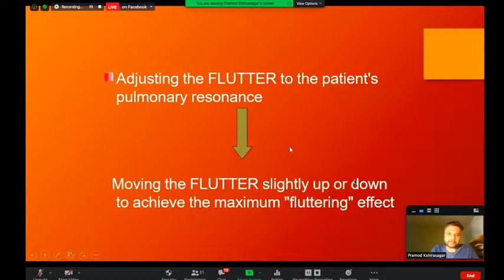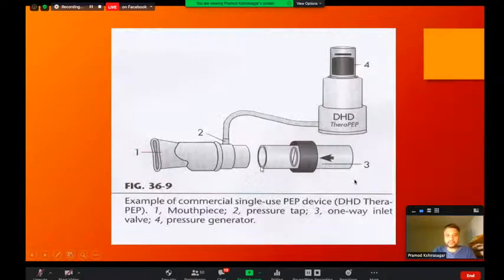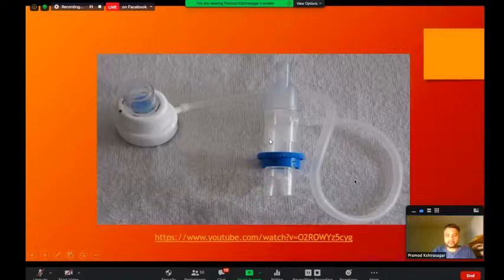So the fluttering effect. The PEP therapy is an oscillating device which has a positive expiratory pressure of 10 to 20 centimeters of water. The patient exhales through the fixed orifice. So this is how the PEP device looks, and it can be of two types: you can apply it to the nose like a mask, or you can use it like a mouthpiece.